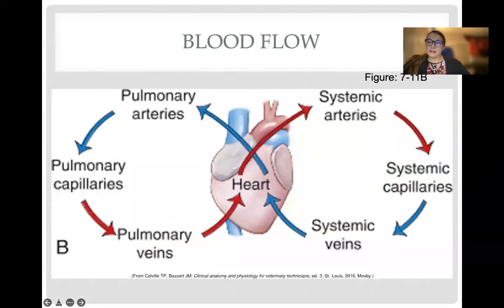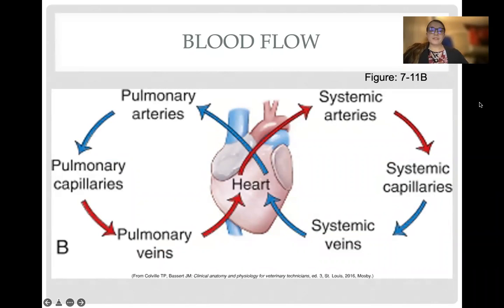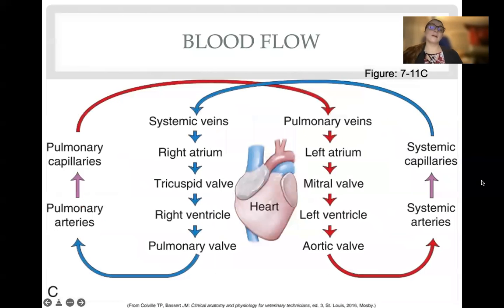Now, getting a little bit more advanced with the cycles here. So again, this is the pulmonary versus systemic, moving through different arteries, capillaries, veins, and going around. Now, if I want to get even more specific, I'm going to look at the exact atriums, valves, and ventricles that the blood is going to be flowing through. And again, we know that our blue is the pulmonary and the red is the systemic. So just see how complicated that blood flow can get.